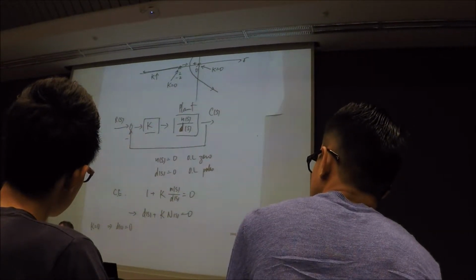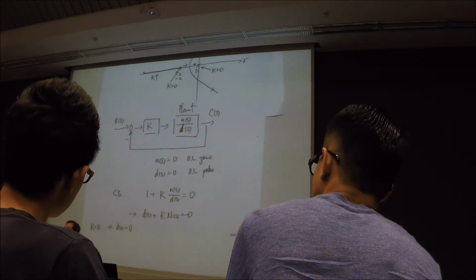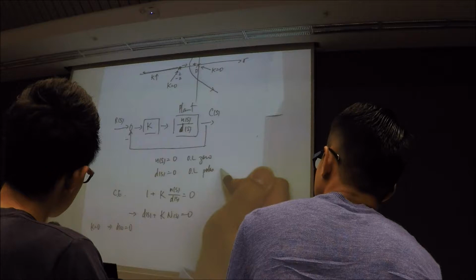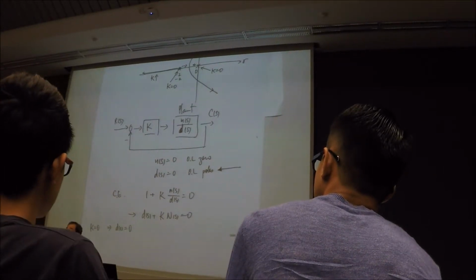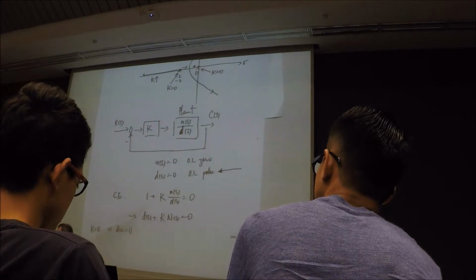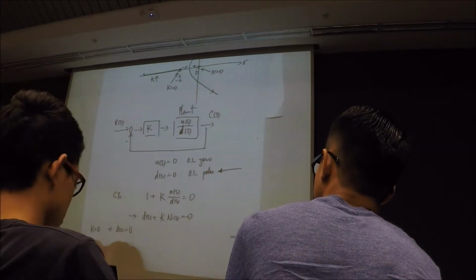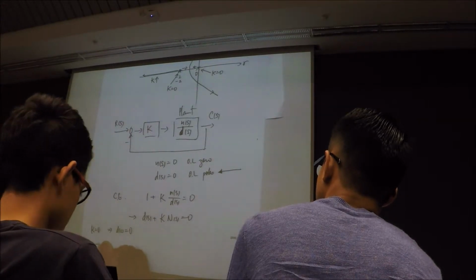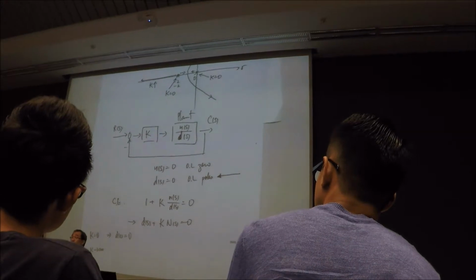So D(s) is equal to 0. That means where do you start your root locus? A very simple way: you start your root locus from your open loop poles, because D(s) is equal to 0. Then in your root locus, you say K equal to 0, then eventually K goes to infinity.